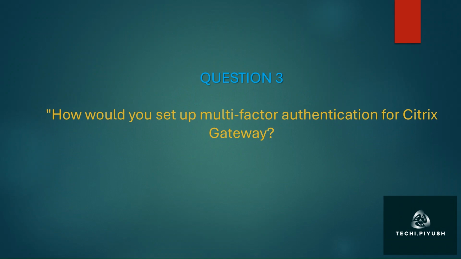Then you need to set up a primary authentication method. You can always configure LDAP authentication as your primary authentication. Once you set up your primary authentication and your MFA policy, you need to bind those authentication policies to the virtual server from where the authentication will be happening. Then you need to test the setup by accessing the Citrix Gateway URL. You can verify the user login with ID credentials as primary and MFA as secondary.